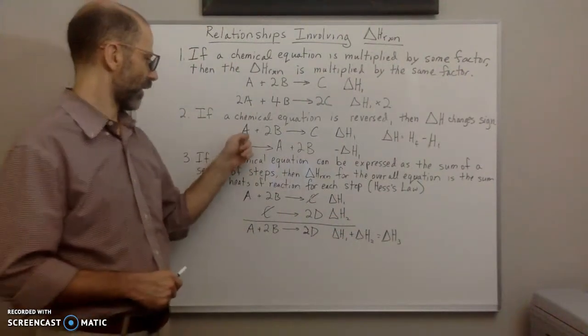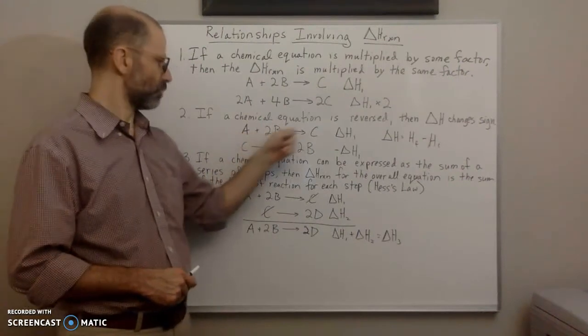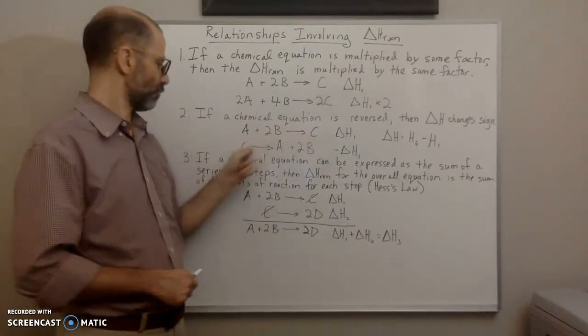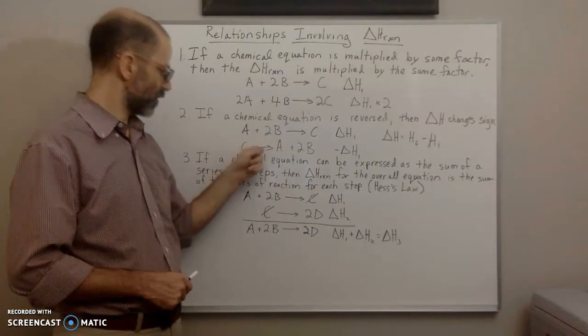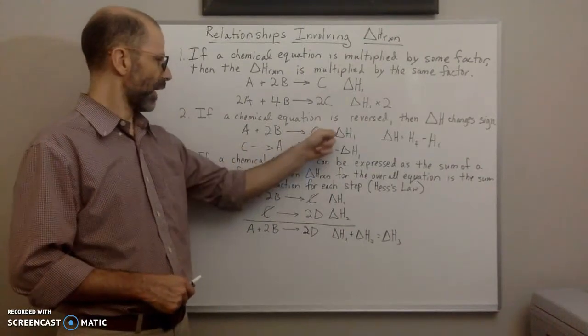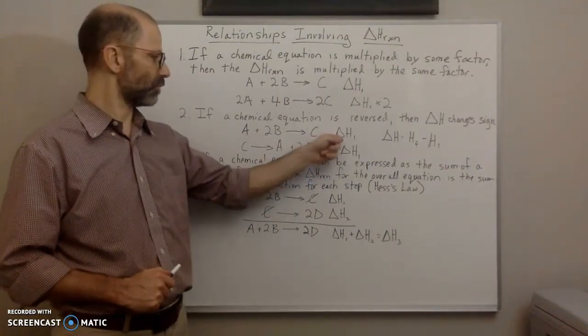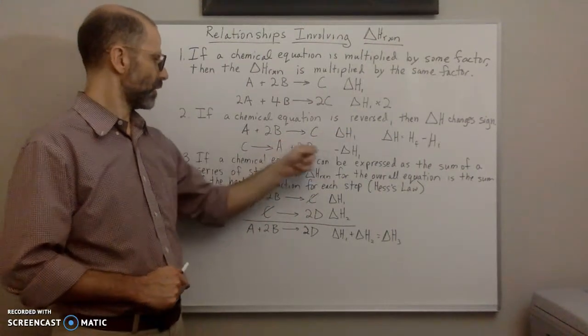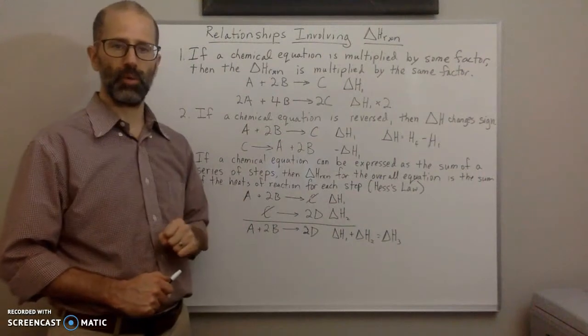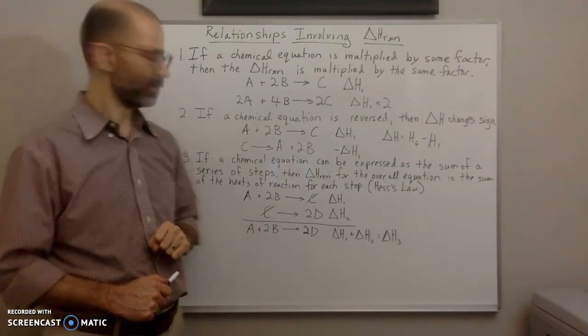So here we have A plus 2B gives me C again. Now we're going to reverse it. C gives me A plus 2B. And the difference is that I take the negative of the delta H of that reaction. So delta H1 becomes negative delta H1 for the reverse of that reaction.